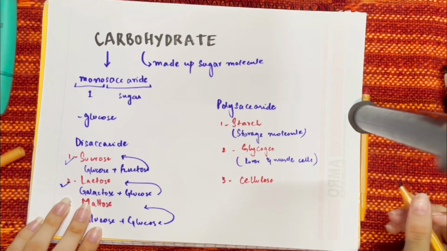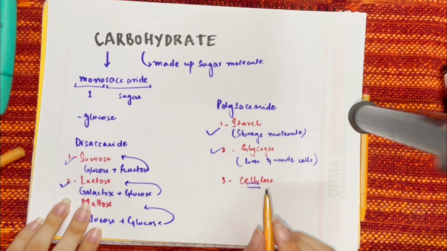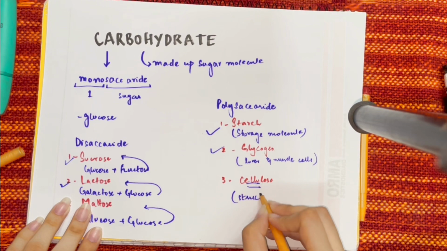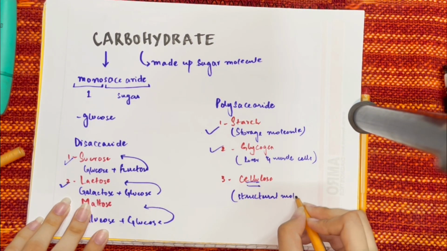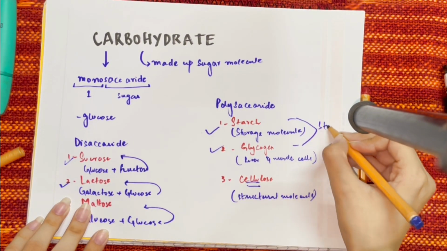Of the organisms, both of them are storage molecules. But what about cellulose? Cellulose is not a storage molecule. Instead, it is a structural molecule, which is found in the composition of a cell wall. It is a structural molecule, whereas starch and glycogen are both storage molecules.